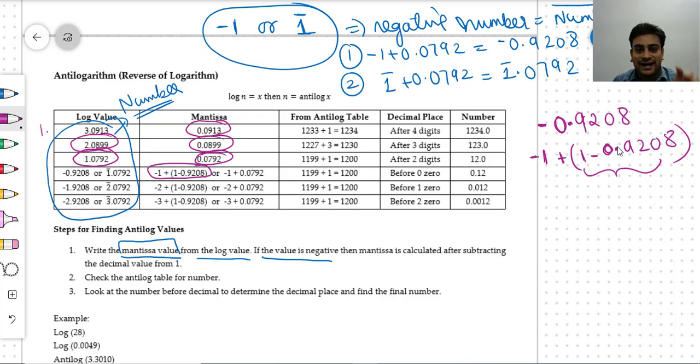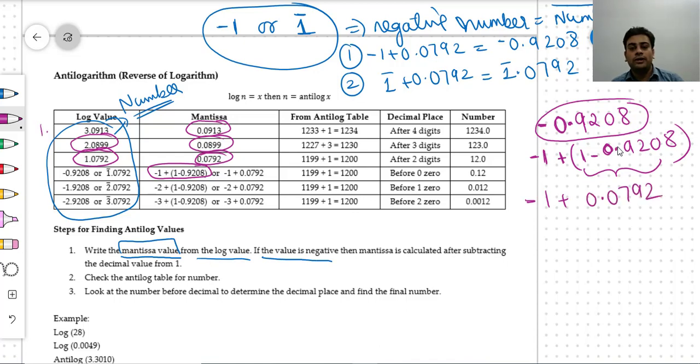We know that we have subtracted a value from -1, which gives me this value. So we need to find that value which we have subtracted from -1. Is this clear? You can see here that I have subtracted this value from here, so that will give me 0.0792. Every time we need to find that particular value which, subtracted from 1, gives me this value. So I have subtracted this value from -1. Is this clear? Now you can see, this is basically your mantissa value.